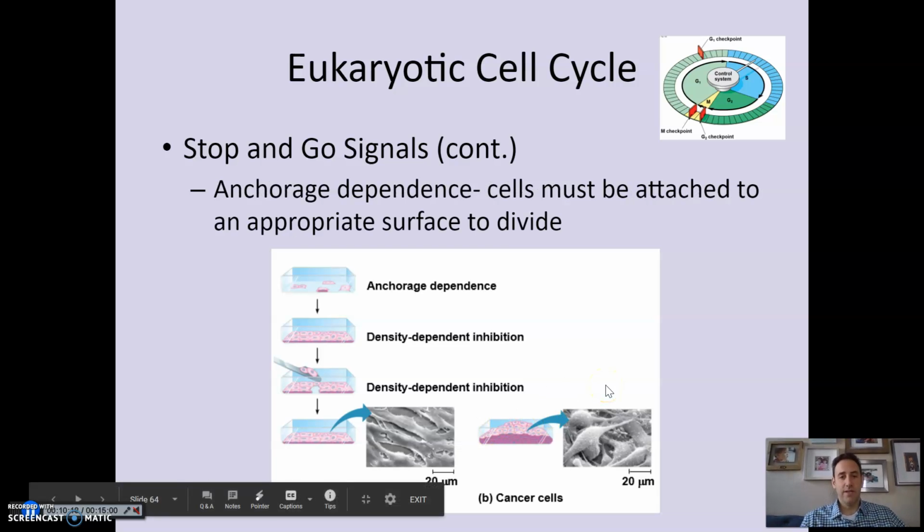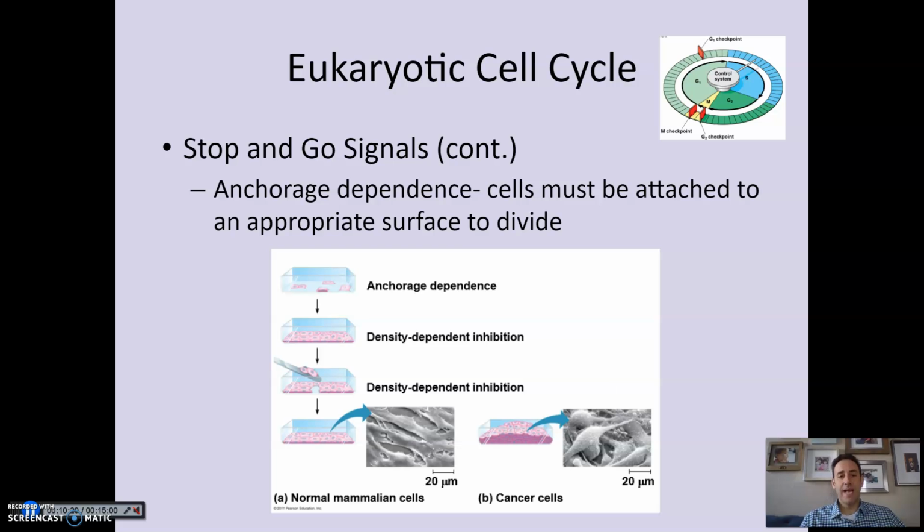Another one is anchorage dependence. A cell must be attached to an appropriate surface to divide. If this cell wasn't attached to the surface of this petri dish, it wouldn't divide. That is to prevent a random cell from dividing any old place if it gets lost in the body. In metastasis during cancer, the cancer cell is ignoring the anchorage dependence. Even though it's floating free through the bloodstream and finds itself in some totally incorrect spot, it ignores anchorage dependence and divides anyway, causing a tumor in that new spot.